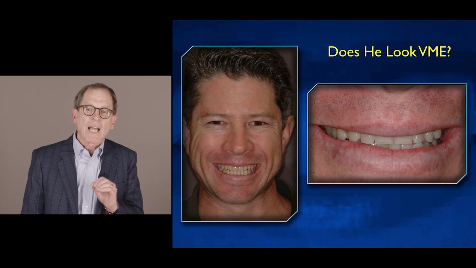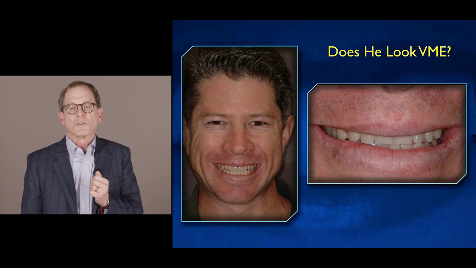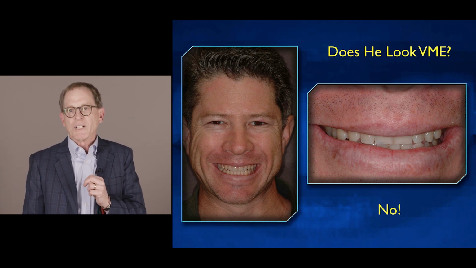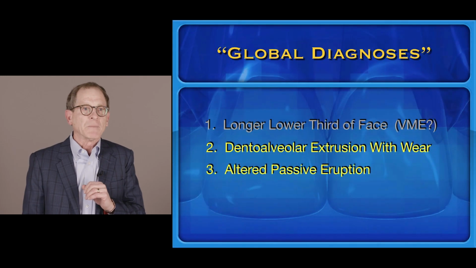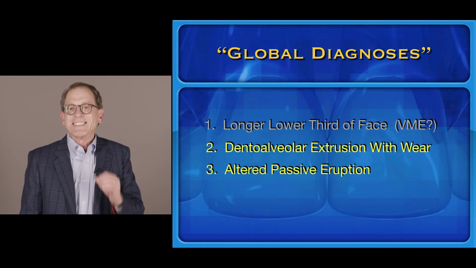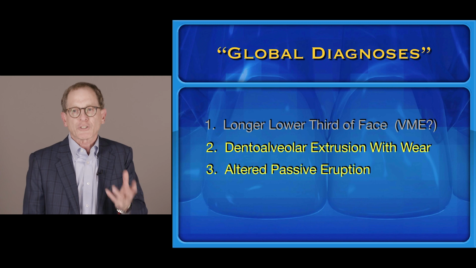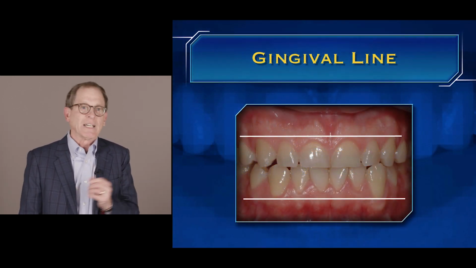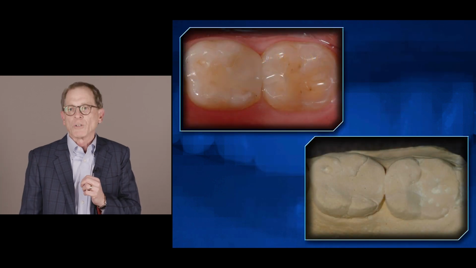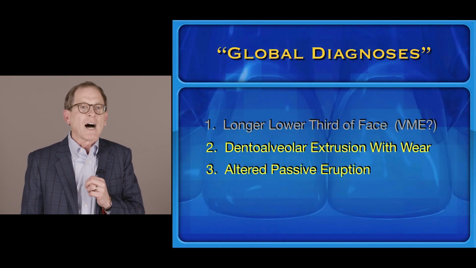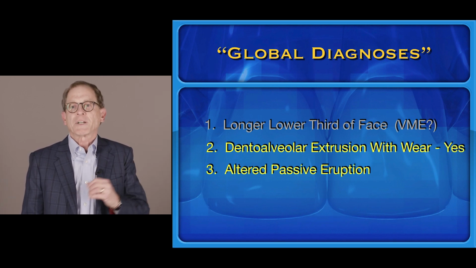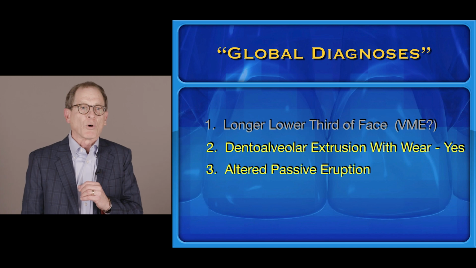The classic finding in the VME patient is, first of all, a long face, and secondly, a gummy smile and full smile. So the question is, does Oscar look VME? And the answer is obviously no, he doesn't. So Oscar is not VME. The next diagnosis is dentoalveolar wear or dentoalveolar extrusion with wear. Does he have a concave gingival line and wear? Yes, he does. He also has wear and erosion on the posterior teeth. So yes, Oscar has dentoalveolar extrusion with wear both in his maxillary and mandibular incisors and his lower molars.